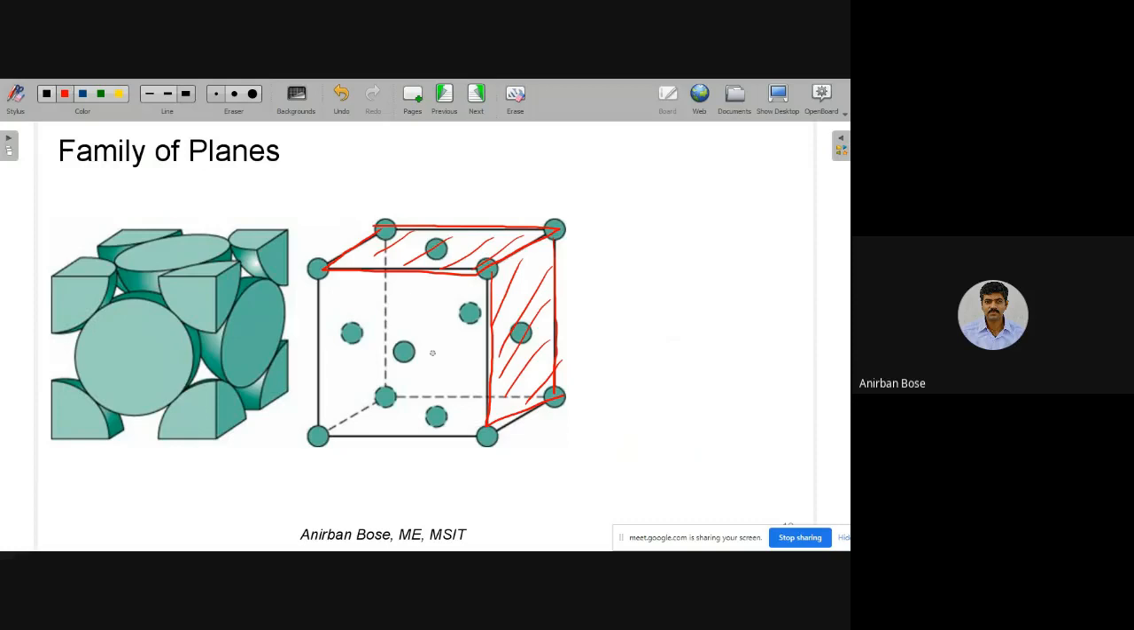So we end today's discussion here. In the next class we will discuss more on it, like how to find the relationship between the distance between the planes and the Miller indices. It is clear that if the distance between the planes is d, then the whole set of planes is represented by HKL. Then definitely there is a direct relationship between the distance between two consecutive planes and HKL. So what is that relation? That we will derive in the next class.